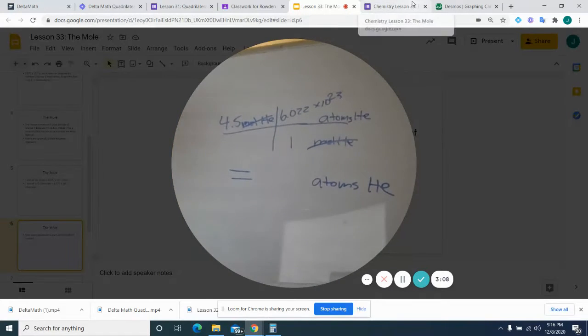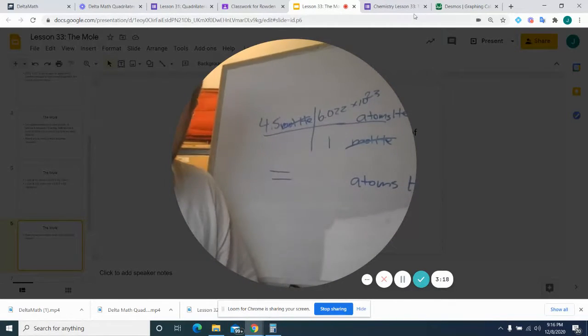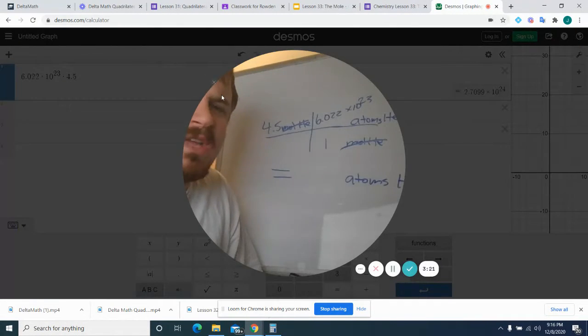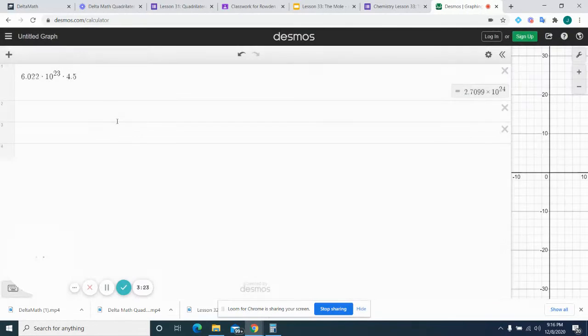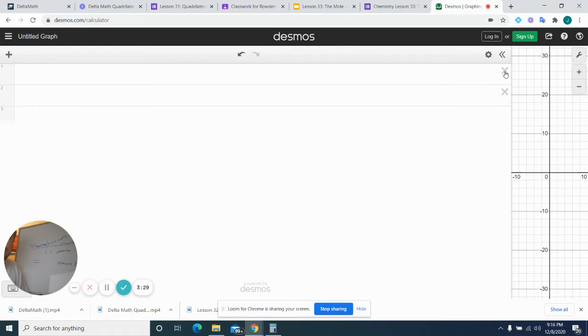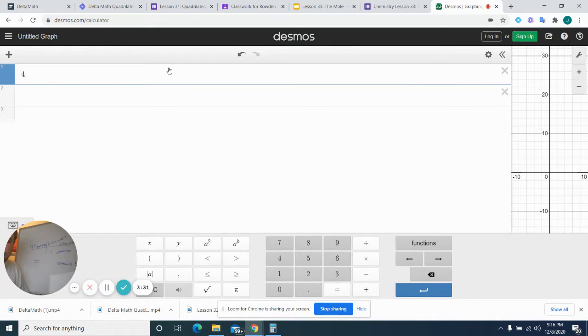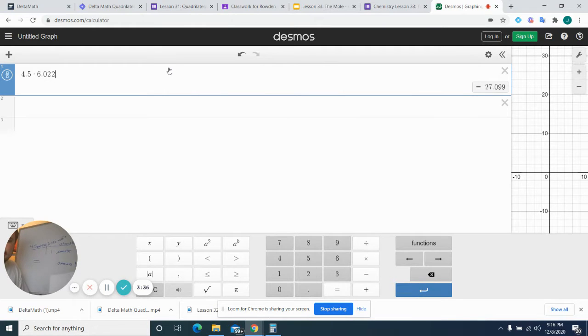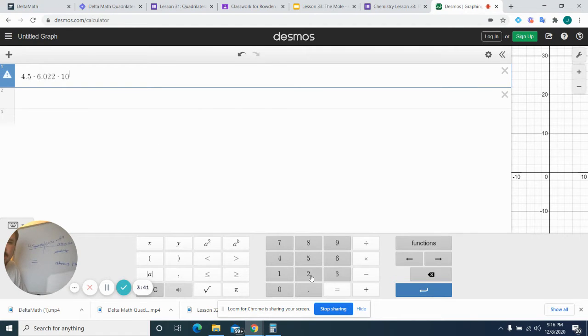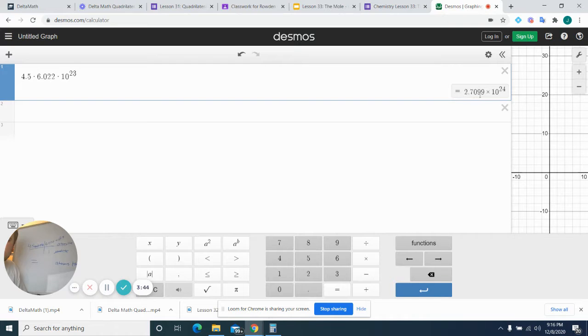So you could use a calculator like this if you have one. Your computer might have a calculator you can use, though since we're using these large numbers with all these decimals, it might be difficult. What I have open here, and you can use this, is the Desmos calculator. I like this. You just go to desmos.com/calculator, and here, let me redo this problem. So I'm going to do 4.5 times 6.022 times 10, and then I'm going to go up to the 23rd. And it instantly figures out the answer right there.